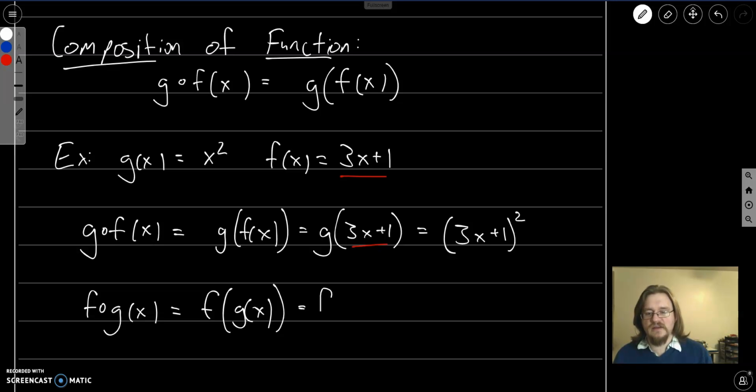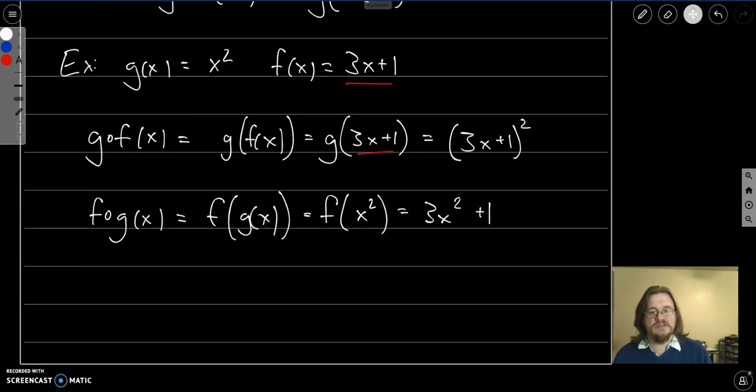So again, I'm going to plug everything into g first, so this is going to be the x squared. And then when I plug something into f, where does it go? Well, we multiply it by 3 and add 1. So we're going to take this, multiply it by 3, and add 1. And that is composition. What you'll notice is that these two are not going to be equal to one another.